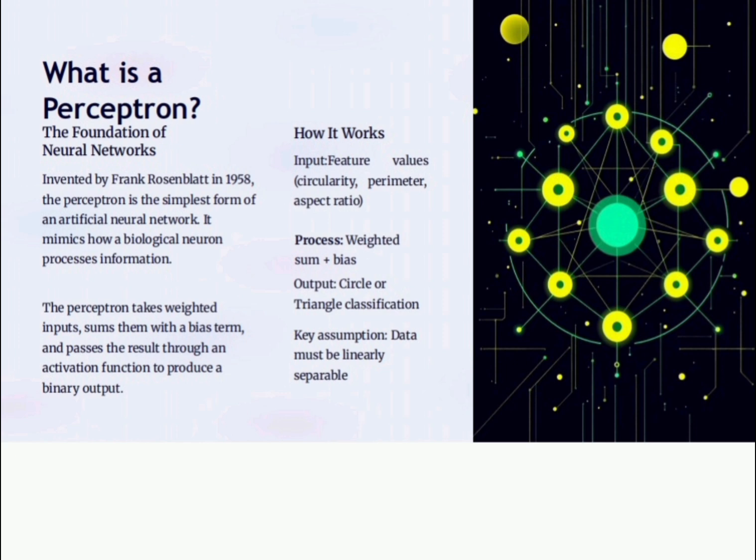It takes in the features we calculated, circularity, perimeter, and aspect ratio, multiplies them by learned weights, adds a bias term, and produces a final output. The output is binary, circle or triangle. What makes the perceptron interesting is its ability to learn the right decision boundary between the two classes, but only if that boundary is linear. This leads to an important concept.